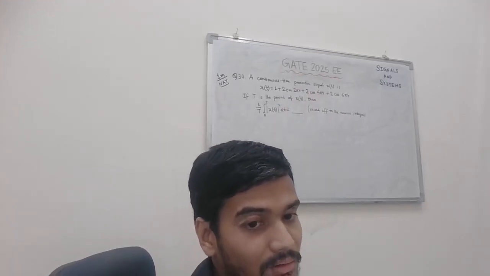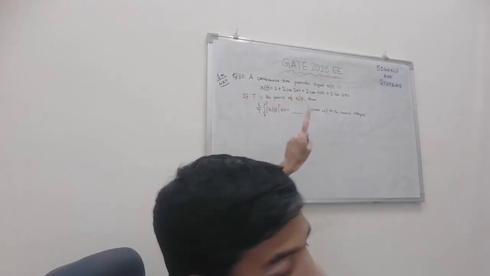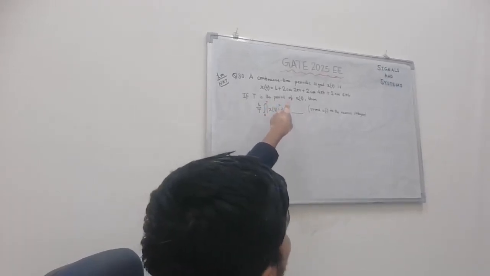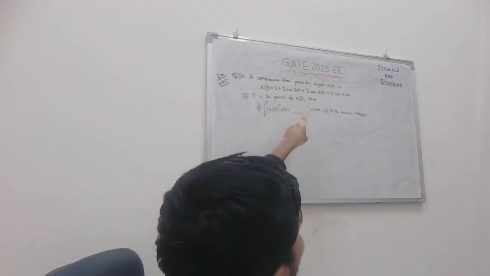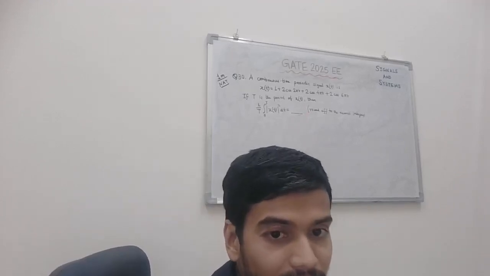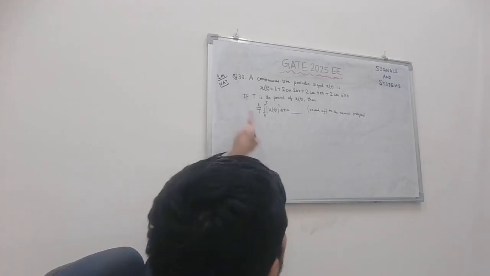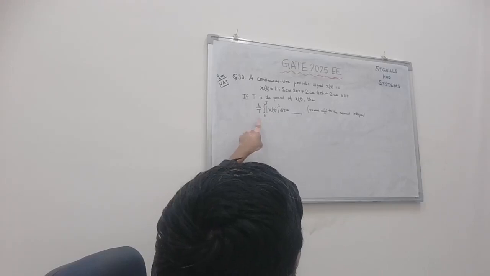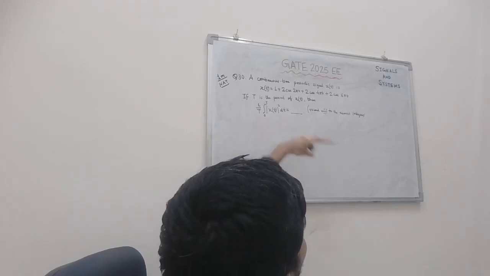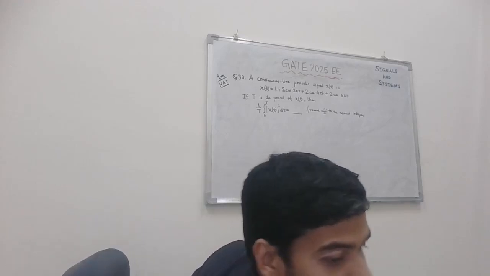And the question goes like this: the continuous time periodic signal x(t) is x(t) = 1 + 2 cos 2πt + 2 cos 4πt + 2 cos 6πt. If T is the period of x(t), then 1/T times the integration from 0 to T of |x(t)|² dt is equal to, rounded to the nearest integer. Let's move to the solution to this question.